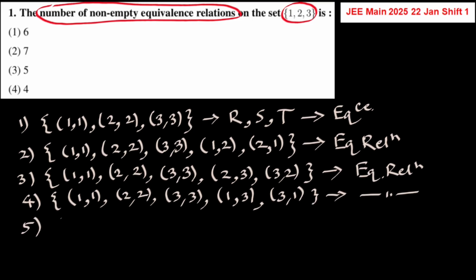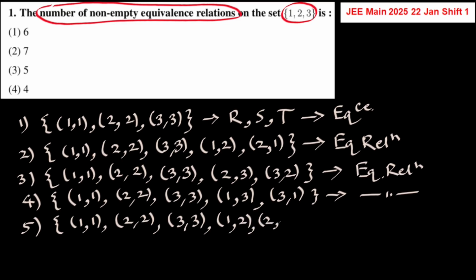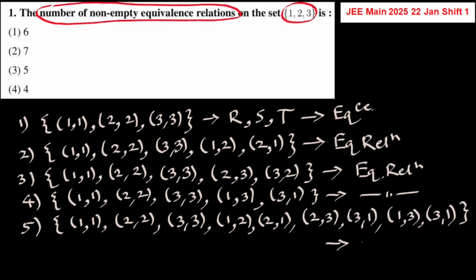And fifth will be the first three elements and in addition (1, 2), (2, 1), (2, 3), (3, 2) and (1, 3), (3, 1), which will also be an equivalence relation. There is another method to find the number of non-empty equivalence relations without actually writing such relations like we have just done.